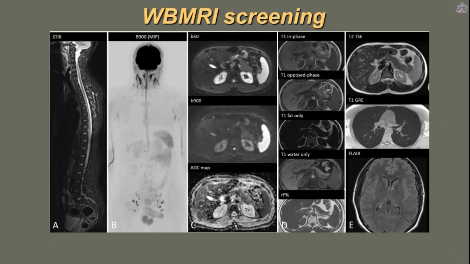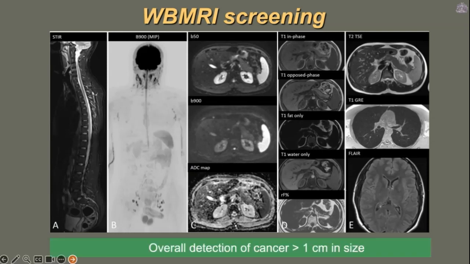We also perform imaging through the lung, although typically MRI is not recognized to be very sensitive for lung disease, but nonetheless, we can see pulmonary nodules up to about 1 centimeter in size. And what we do know is that this technique together is very good for overall detection of cancer or cellular disease that is more than 1 centimeter in size.